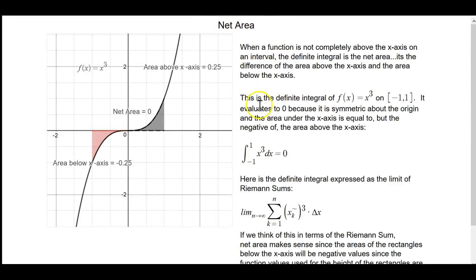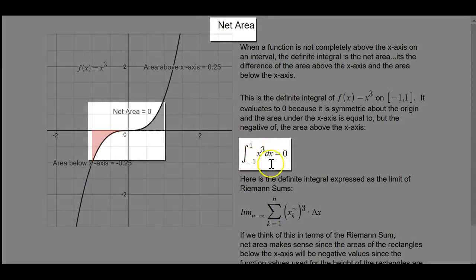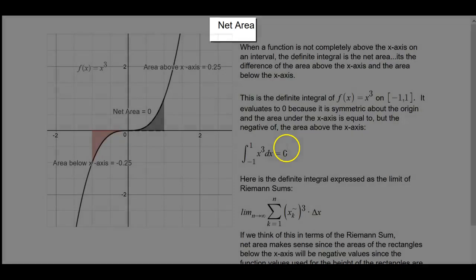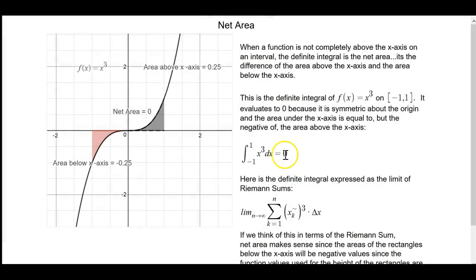So let's talk about net area a little bit. Here's a good example. I have f of x equals x cubed, and I'm going to look at it from -1 to 1. So the definite integral from -1 to 1 of x cubed dx, I write like this. And its value is actually 0. The reason is that this is symmetric: the area under the curve, this piece above the x-axis, is equal to this area below the x-axis. If I took this and flipped it up there, it would be a positive area.